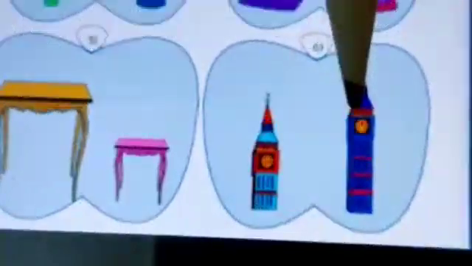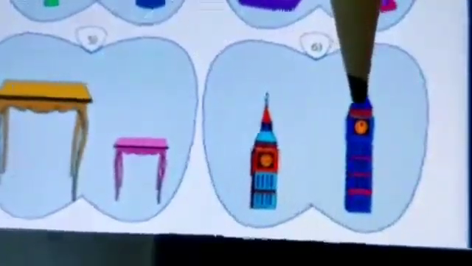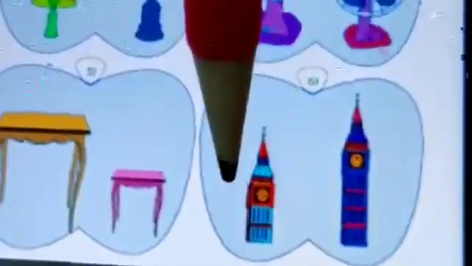Here these are towers. Which one is tall? Yes. So here we will put a cross. Am I right? I am wrong. Then what we have to do? Tick mark. Yes. So here we will do a tick mark because it is tall. And this one is short. So here we will put a cross. Good.